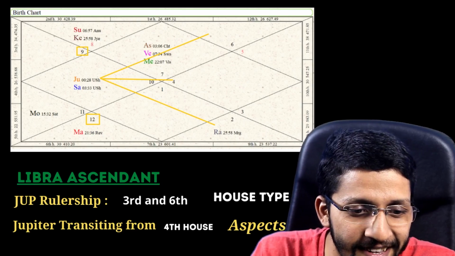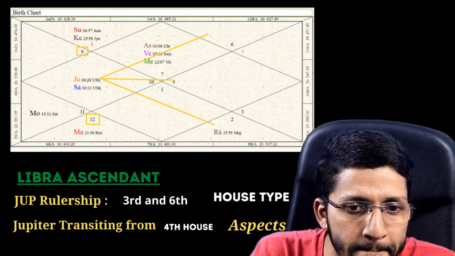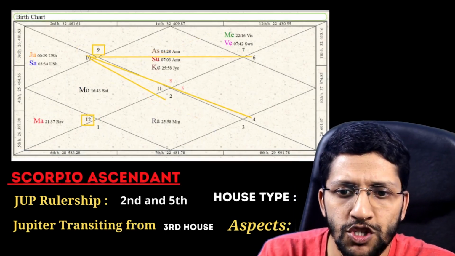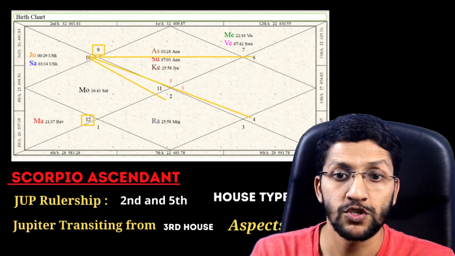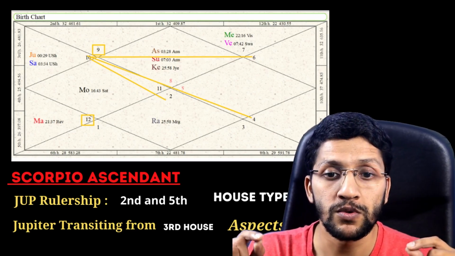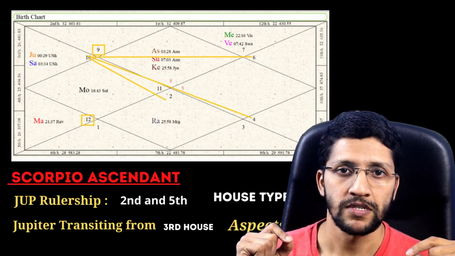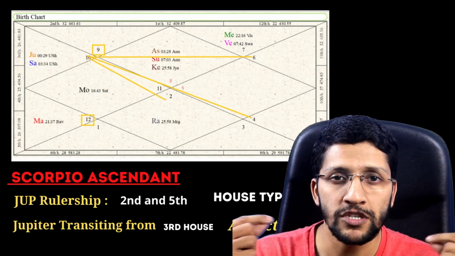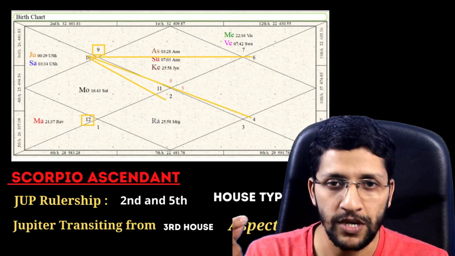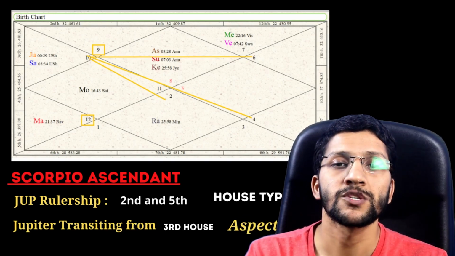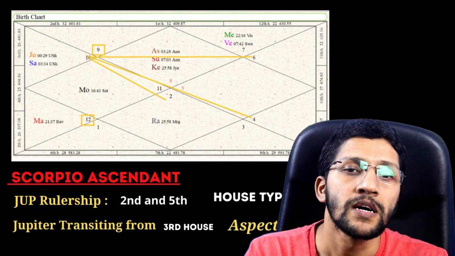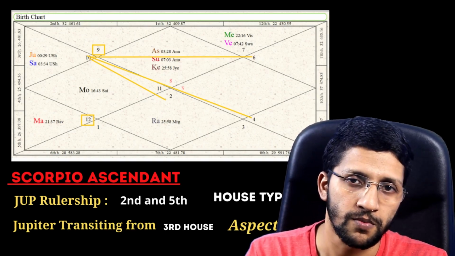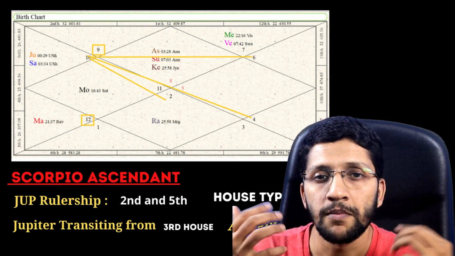Now let us move on to the Scorpio Ascendant. For Scorpio Ascendant, Jupiter rules the second and the fifth house. Second house of finance, fifth house of creativity, intelligence, children, education. Jupiter is transiting through the third house of the horoscope, which is the house of communication.